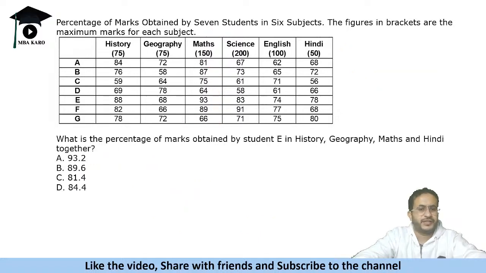Okay, let's look at the next question. What is the percentage of marks obtained by student E in history, geography, maths, and Hindi together? Student E, history, geography, maths, and Hindi.